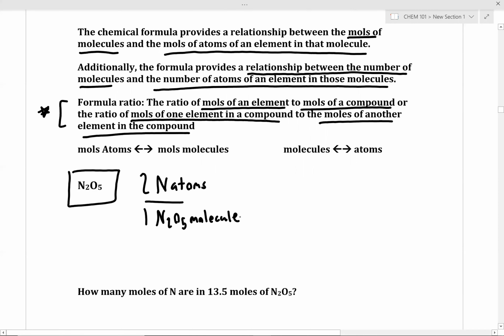Right? So we have a relationship between the number of atoms of an element and the number of molecules. We can write this atom to molecule ratio as a mole ratio. So we have 2 moles of nitrogen per every 1 mole of N2O5.